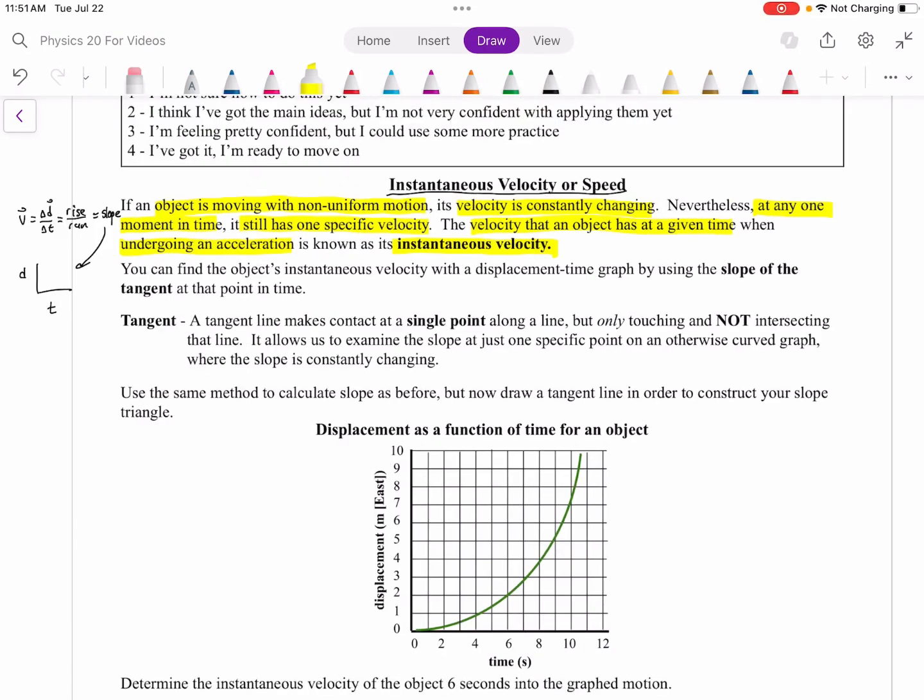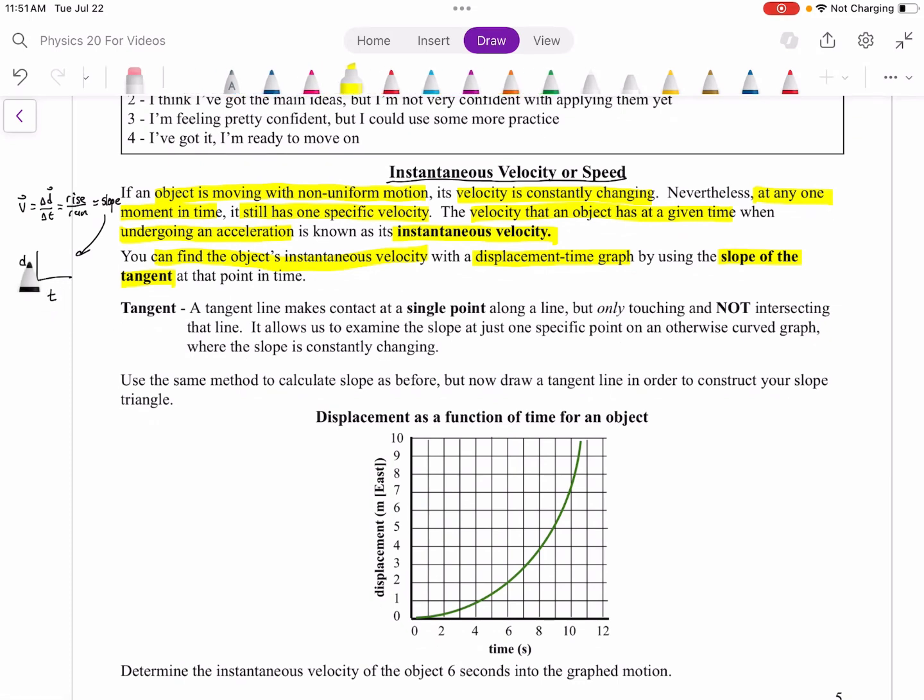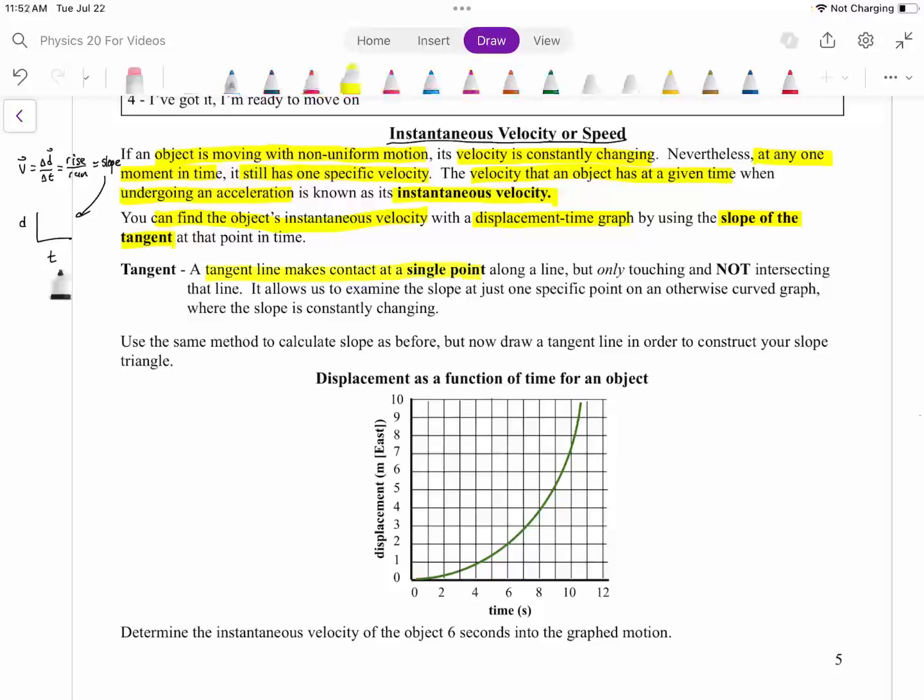And so without learning calculus, the way we can actually find this, we're going to need a graph, okay? Because you can find an object's instantaneous velocity with a displacement time graph by using what we call the slope of the tangent. Okay, I'll talk about what that means in a second. But again, if we have a displacement time graph, we know that the slope of that graph will represent the object's velocity because of this. Again, slope is rise over run, so that's change in displacement over change in time, which is just the definition of velocity. But that idea gets a little tricky to think about when we have something like this as our displacement time graph, right? A graph for non-uniform motion.